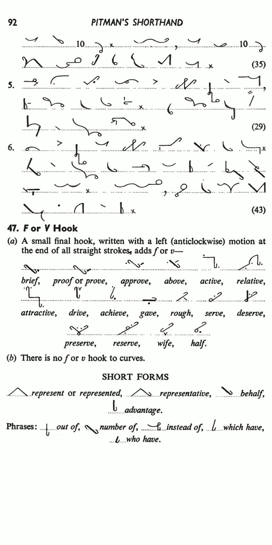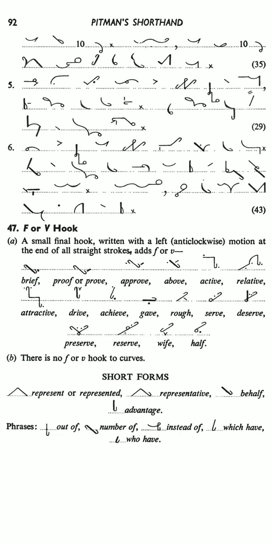Okay, these are the short forms for this topic. Upward R on the line with P represent or represented. Upward R, P on the line with V hook for representative. B with F hook above the line for behalf. D with V hook above the line for advantage.